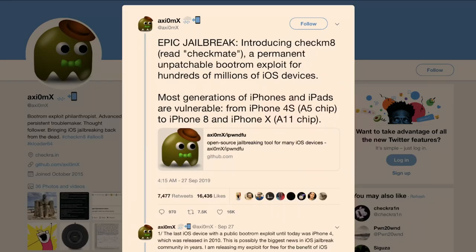Now, I want to mention something really important that happened, probably the most important thing to happen to iOS security research in several years. And that is, pretty much just a couple of days before I was about to open source KTRW, AxiomX released a boot ROM exploit for all iPhones between the iPhone 4S and the iPhone 10. Now, the boot ROM exploit is actually strictly more powerful than the capability used in KTRW.